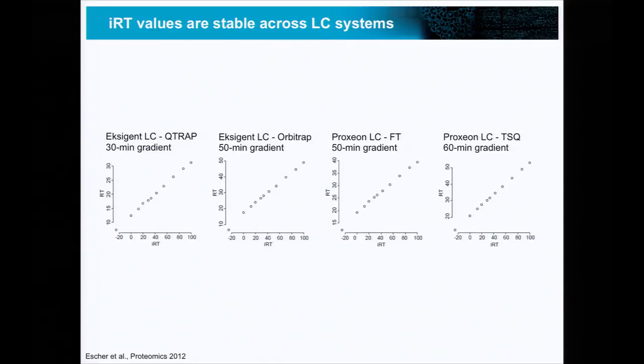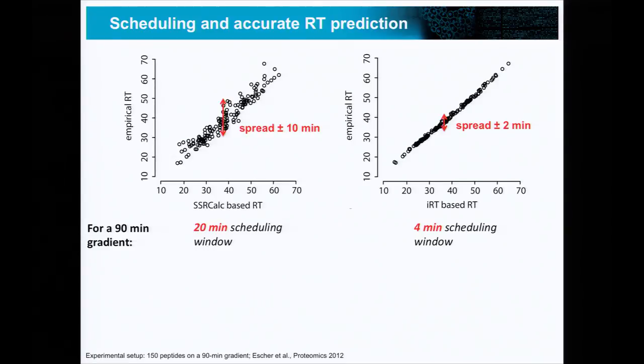You will also notice here already that one of them is negative, as I've stressed before, and we can always get this kind of linear regression. What we benefit from immediately is that the prediction when we do it with these IRT values is usually much better than using an algorithm. For example, what I show you here is a prediction with SSRCalc compared to the empirical RT, versus a prediction with IRT compared to the empirical RT.